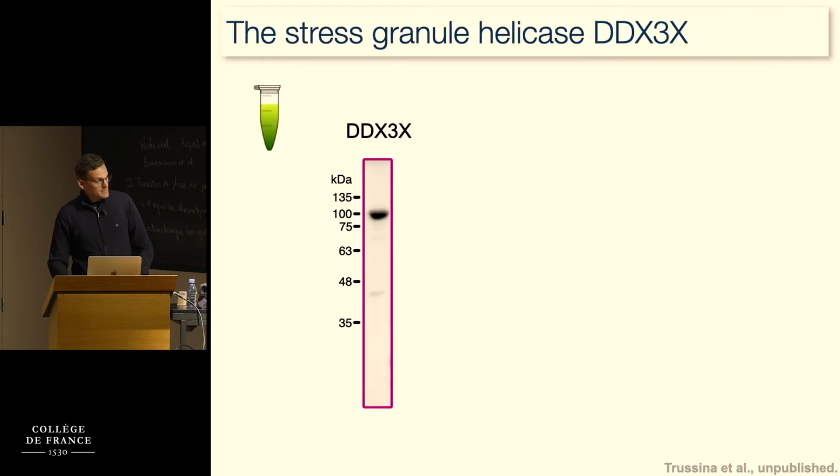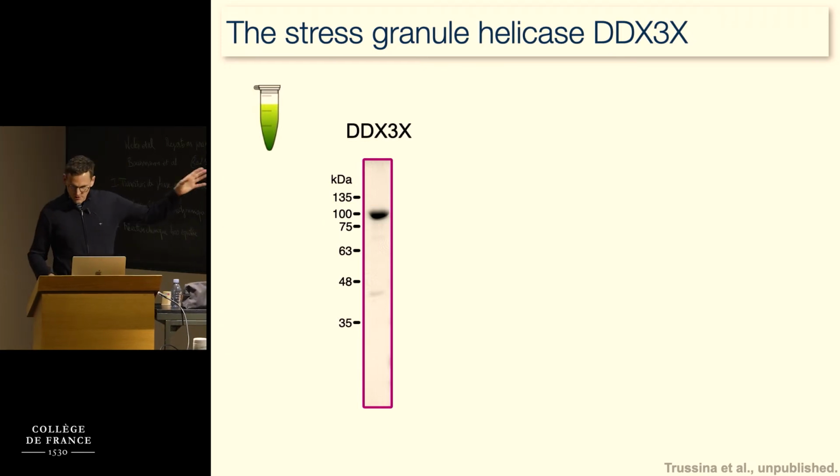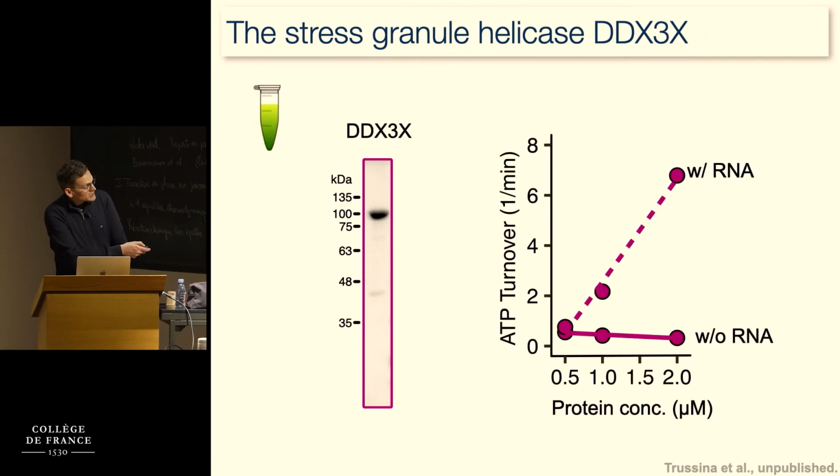Yeah? And I showed you before that one of the proteins that assembles into these stress granules are helicases. Helicases are enzymes, and one of them is this enzyme DDX3X. They can remodel RNA structures. Yeah, this was known. And so we purified this protein, DDX3X. First, of course, we wanted to see, is it active? And it shows this nice RNA-dependent increase in ATP turnover, really showing that it has full enzymatic activity, and the enzymatic activity is driven by the presence of RNA.